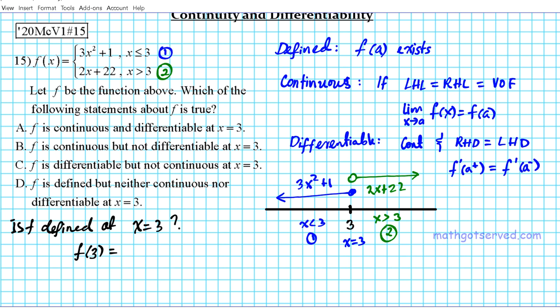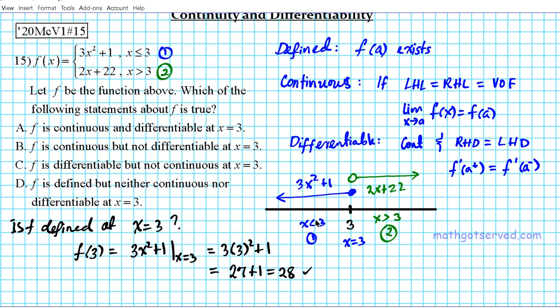Obviously, we're going to be using function 1, evaluating 3x squared plus 1 at x equals 3. Why do we pick that one? Well, because of this inclusion line on the inequality symbol. Equals means that 3 is included, hence this function is what we use for x equals 3. So if we do that, it's going to be 3 times 3 squared plus 1, and we PEMDAS this real quick. 3 squared is 9, times 3 is 27, plus 1. Bam, ladies and gentlemen, f of 3 is defined. So we can now move on to continuity.